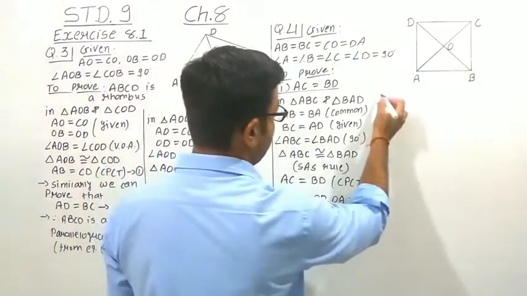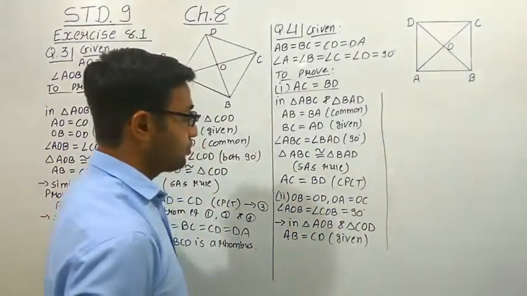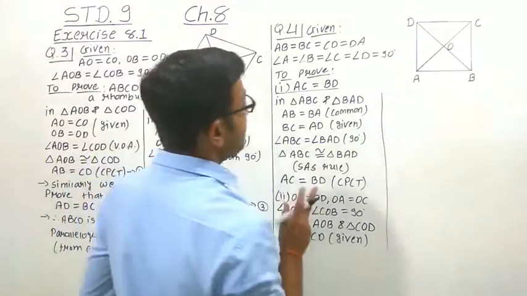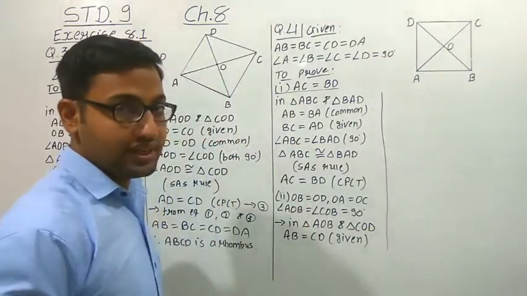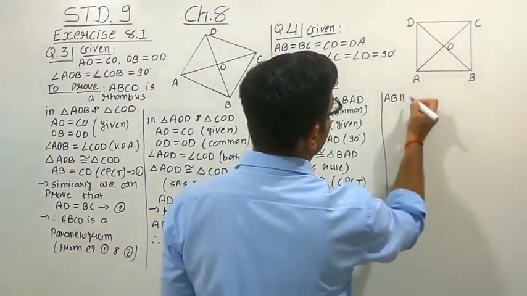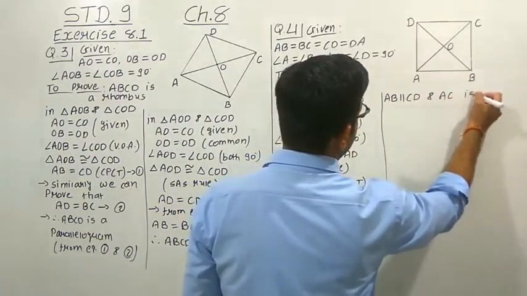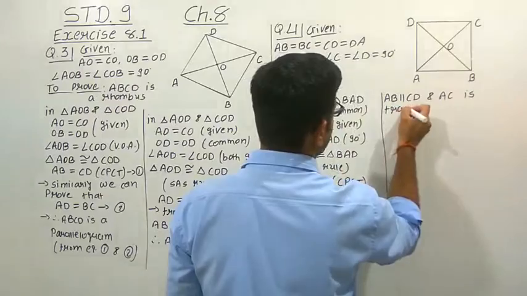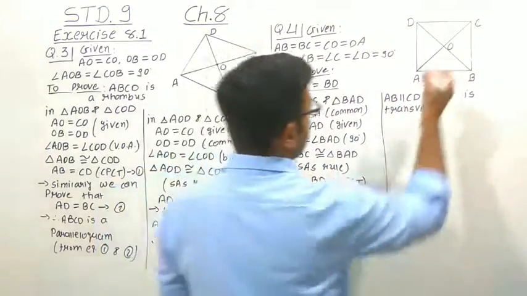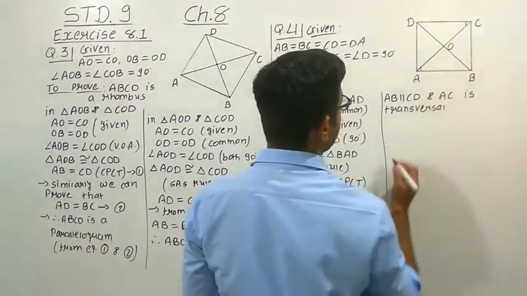Now the next condition we have to write down. The first condition we have written here is AB equals CD. Now what about the next condition? Here ABCD is a square, so opposite sides are parallel. So we can write down that AB is parallel to CD and AC is transversal. So here one of the Z is formed, so this angle and this angle will become equal.